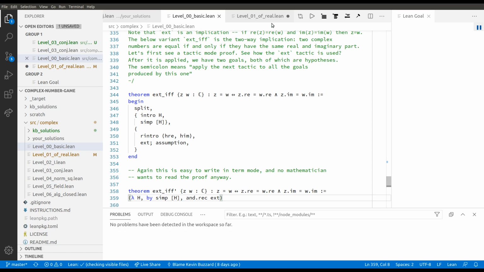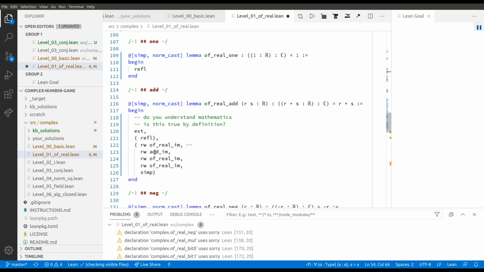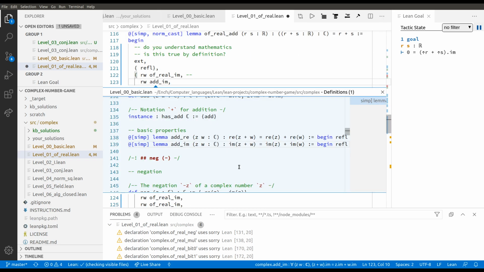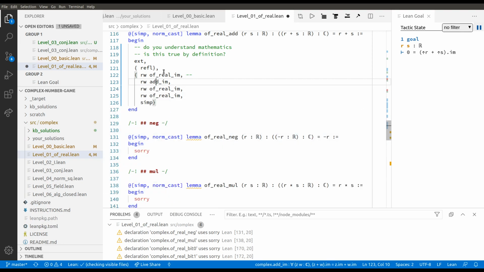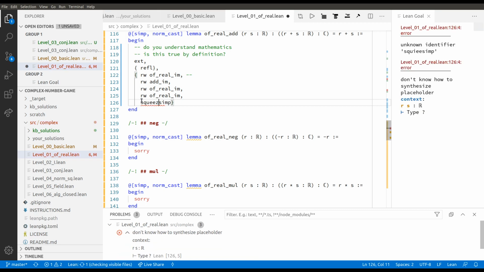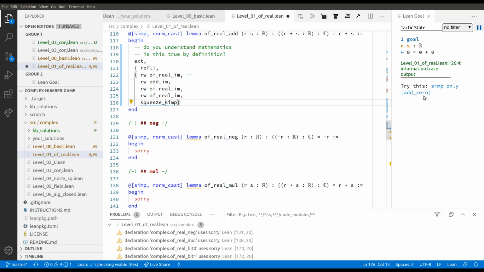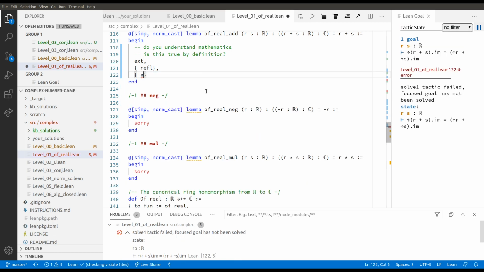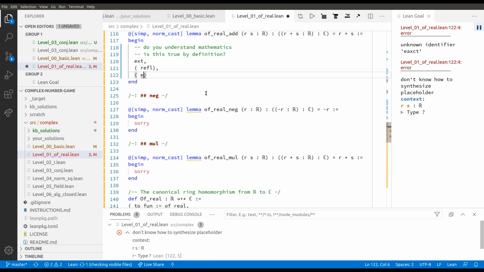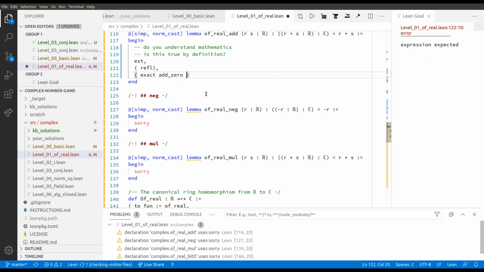I'm slightly surprised that looks like that. Anyway, if we peek at the proof of add im there, what was it? Im of z plus w is im z plus im w. That was also true by definition. So all of these things were true by definition, except that last part. So what does the simplifier use? If we look at squeeze simp there, add 0 is the lemma it used. So in fact, probably here we might be able to put exact add 0, 0.